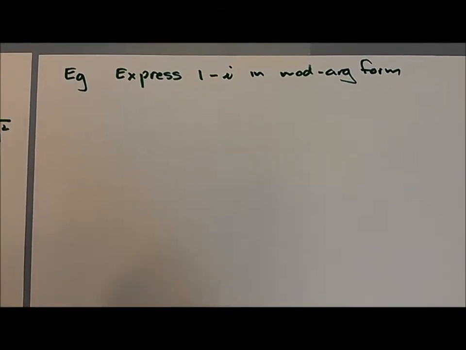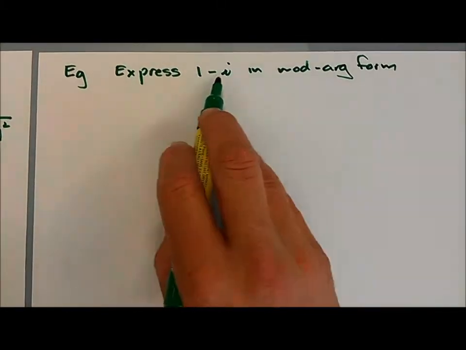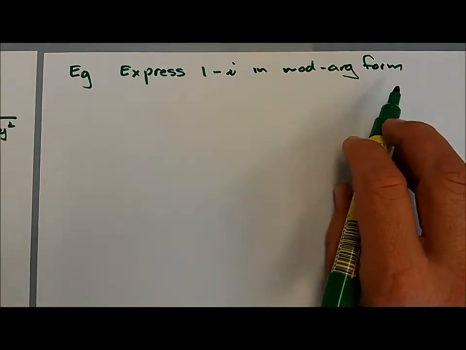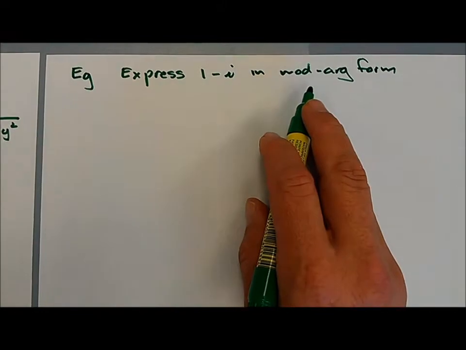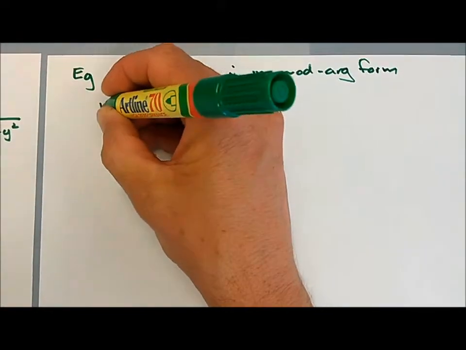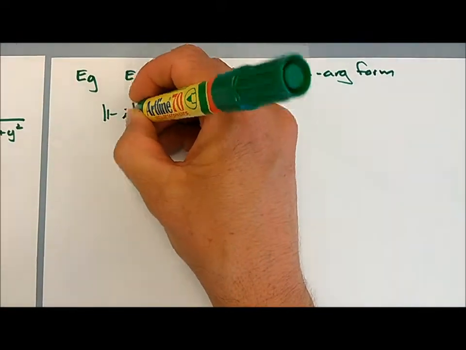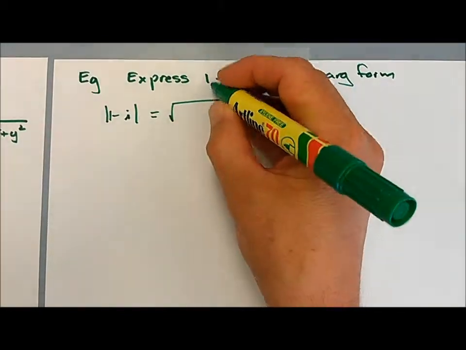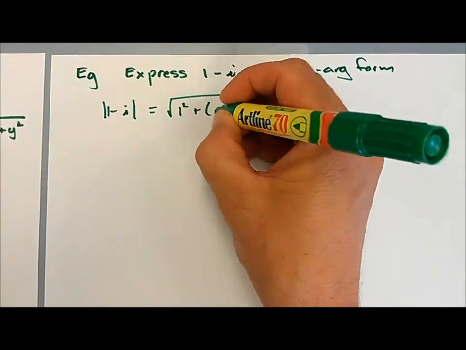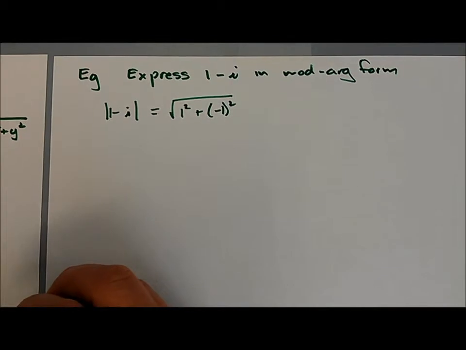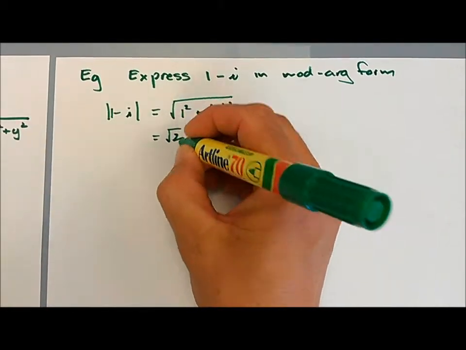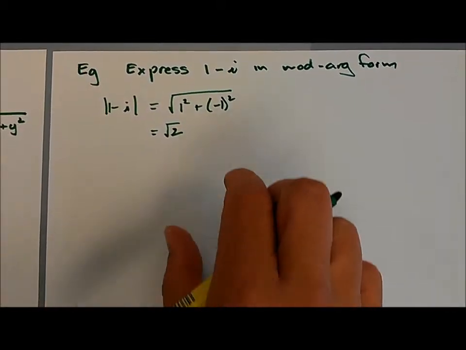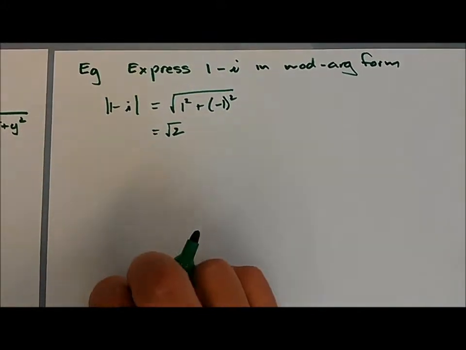Okay, so here's a little example of how this works. Express 1 minus i in mod arg form. And so I'm going back and I'm thinking, well, the modulus of 1 minus i is the square root of the x squared, 1 squared, plus the y squared. And that just becomes root 2. So in other words, it's located root 2 units away from the origin.